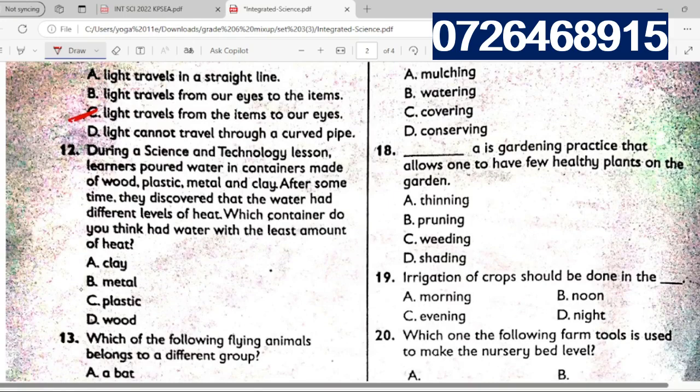It is the metal. Do you know why? Metals are good conductors of heat, so some heat will be lost. But the water will be warmer in clay because clay is a poor conductor of heat, it does not conduct heat out.